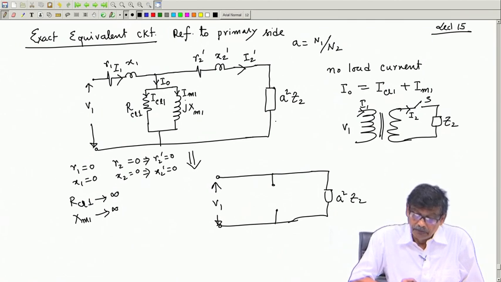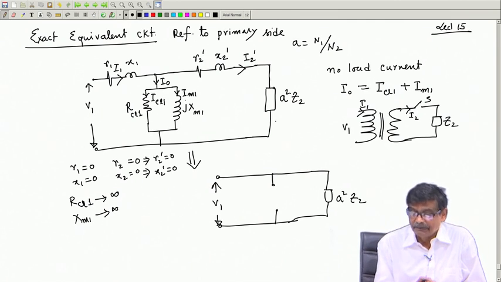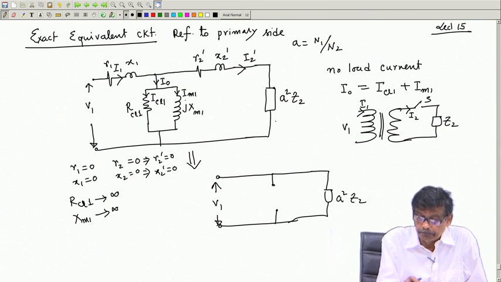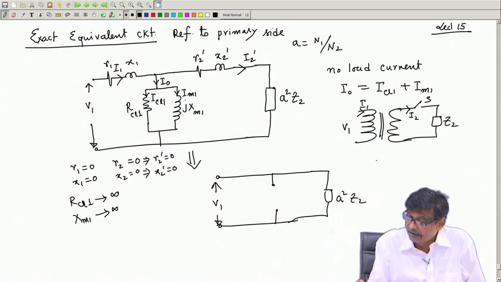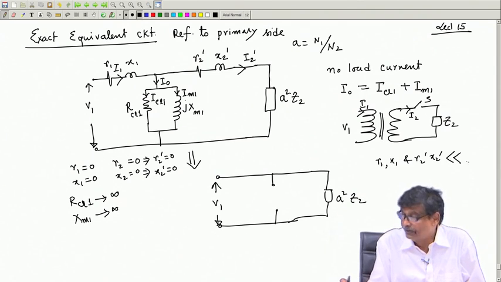Now, in this equivalent circuit, I know that R1 X1 and R2 dash X2 dash are much smaller compared to this parallel branch RCL1 and XM1. What I am telling is R1 X1 and R2 dash X2 dash, these are much smaller than your RCL1 and XM1.